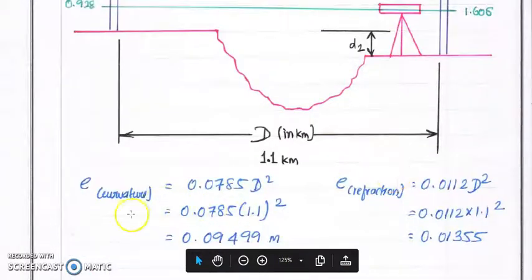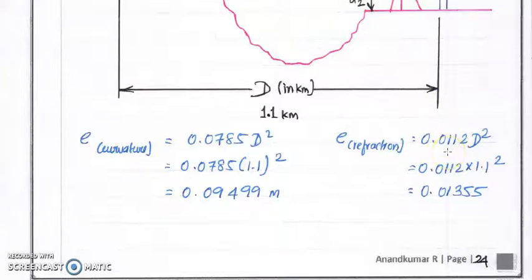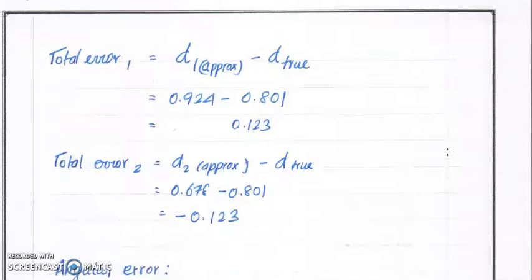Next, by using the curvature formula, the error due to curvature is 0.0785 D squared, where D must be in kilometer. D is given as 1.1 kilometer, so you can get the error. Similarly, you can get the refraction error. The corresponding formula is 0.0112 D squared. This was already discussed in the previous video. Next, the total error equals the approximate D1 minus the true value, from which you can get 0.123.